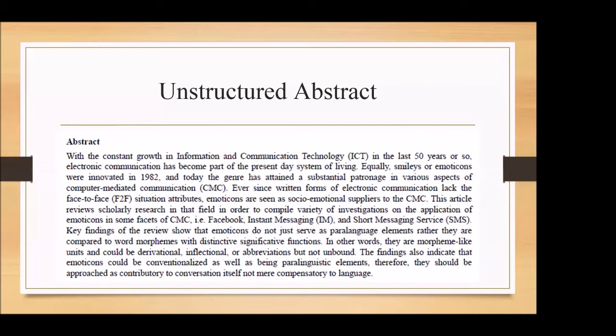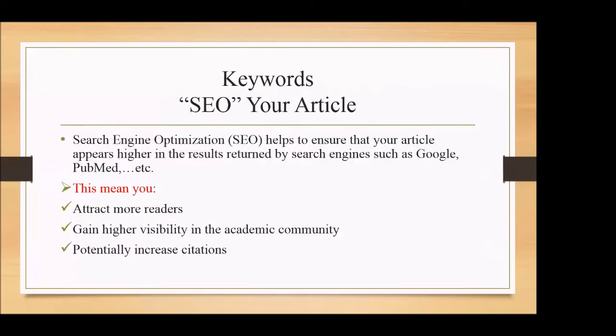This is the unstructured abstract. As you can see here, for example, they use terminologies like information and communication technology. So they added ICT. They wrote ICT without explaining what ICT is. Even here, computer mediated communication, CMC. Then if you want to refer to it again, you don't have to write it out again, but at least you mentioned it before.